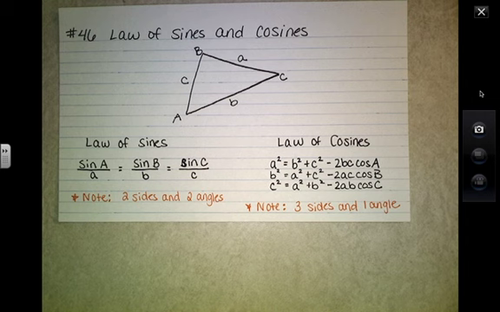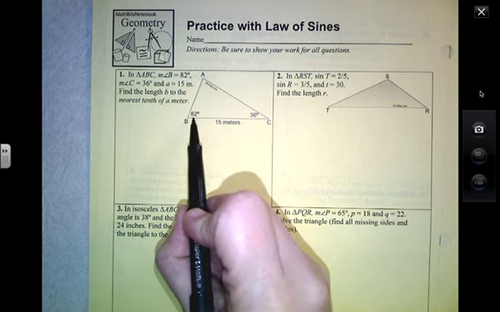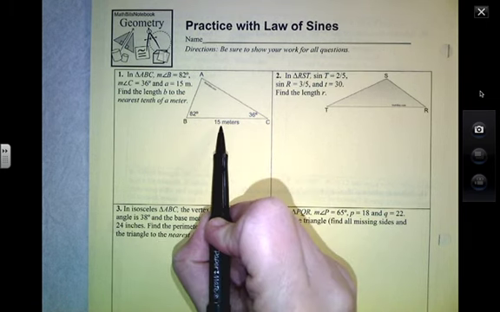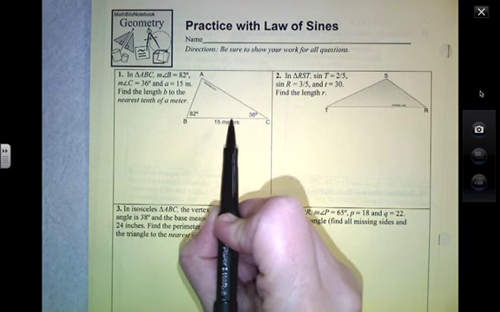Okay, let's look at a couple of examples. We're going to go to page 40 in the packet, and we'll start right off with number 1. This is law of sines practice. Number 1 tells us that in triangle ABC, the measure of angle B is 82 degrees, the measure of angle C is 36 degrees, and side A is 15 meters. We want to find the length of B to the nearest tenth of a meter.